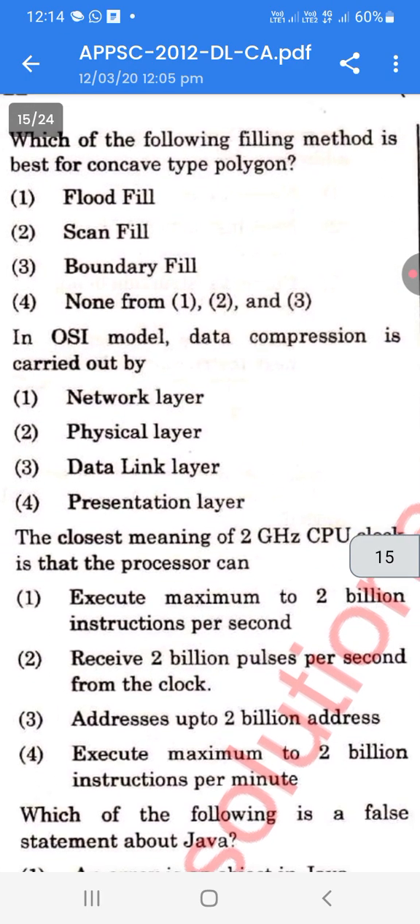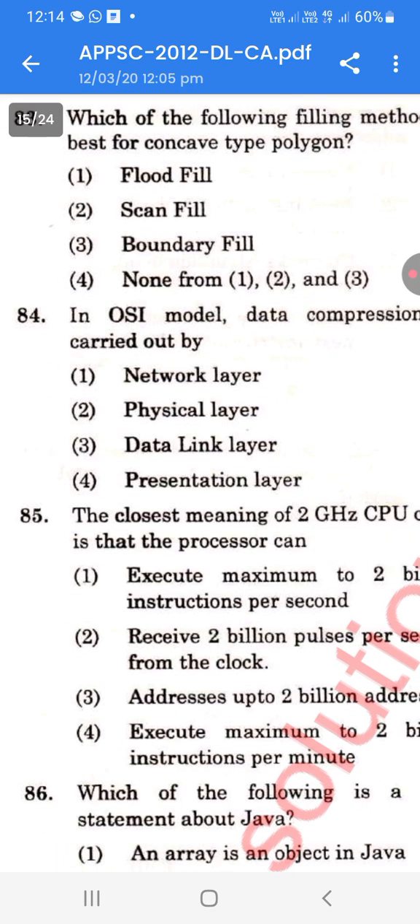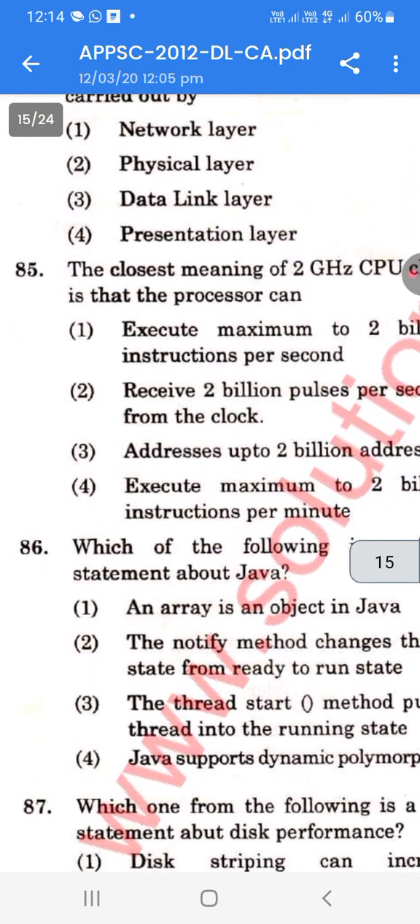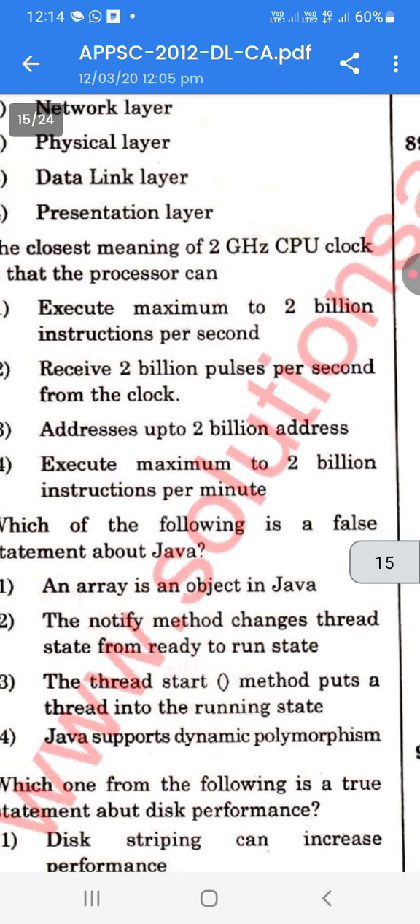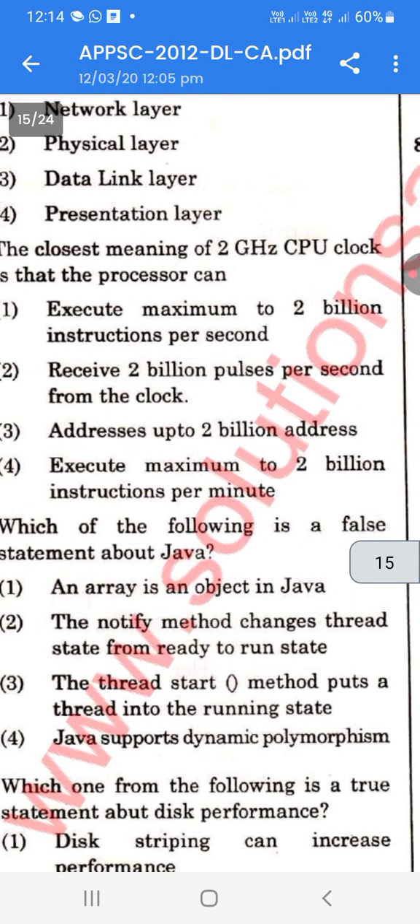Scanfill. In OSI model, data compression is carried out by presentation layer. The closest meaning of 2 GHz CPU clock is that processor can receive 2 billion pulses per second from the clock.